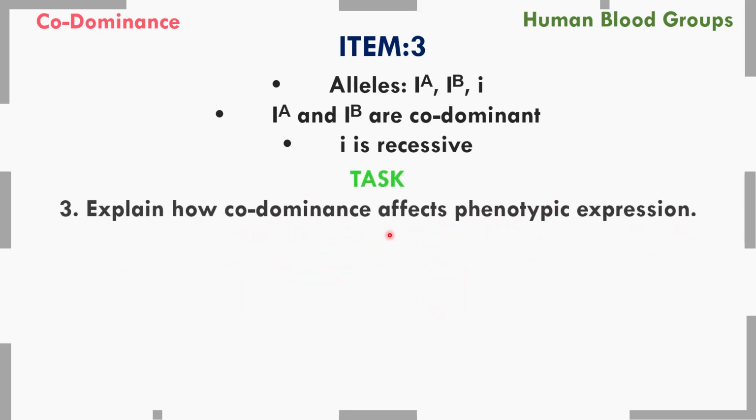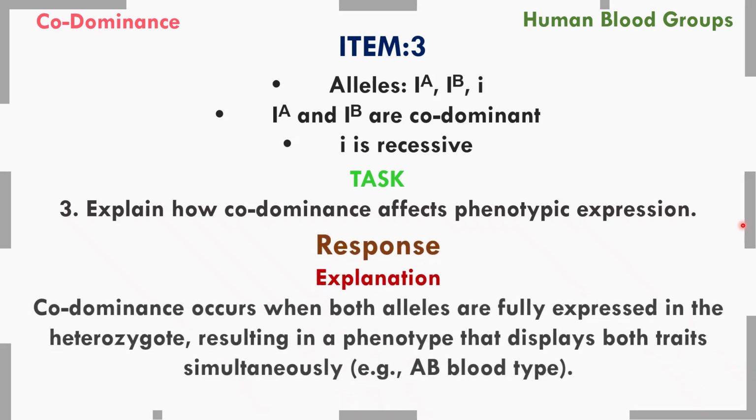Explain how codominance affects phenotypic expression. Explanation. Codominance occurs when both alleles are fully expressed in the heterozygote, resulting in a phenotype that displays both traits simultaneously. For example, AB blood type.